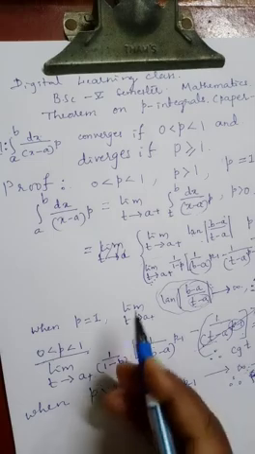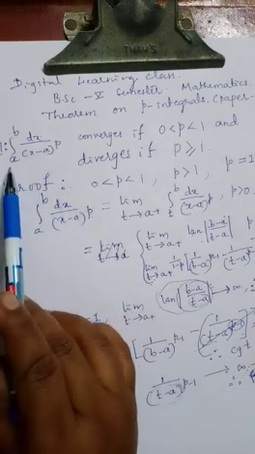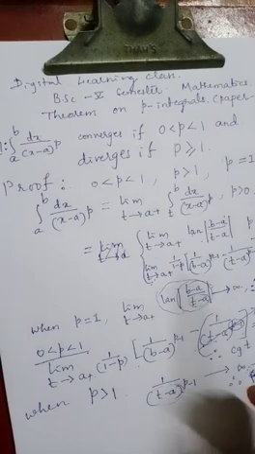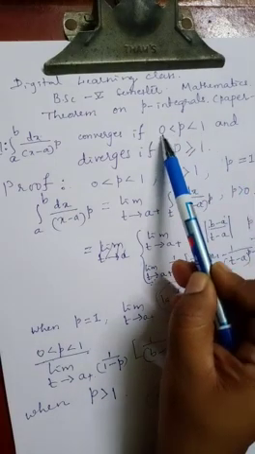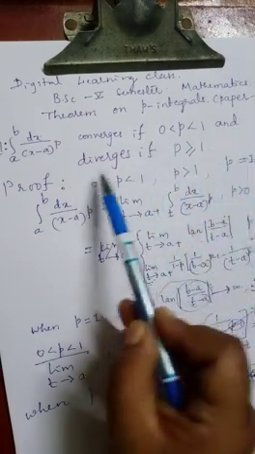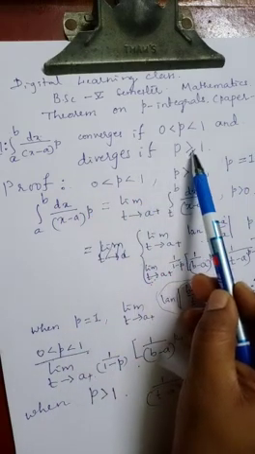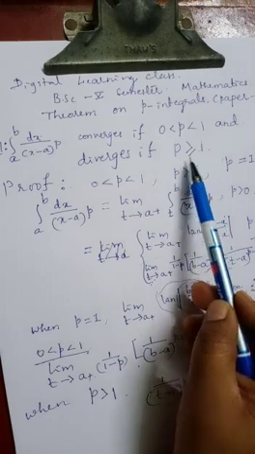So this improper integral converges if p lies between 0 and 1, and diverges if p is greater than 1 and p equal to 1.